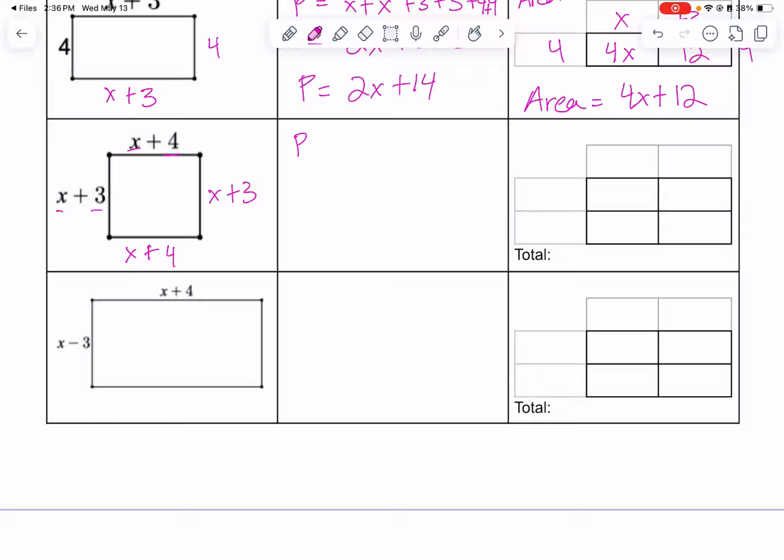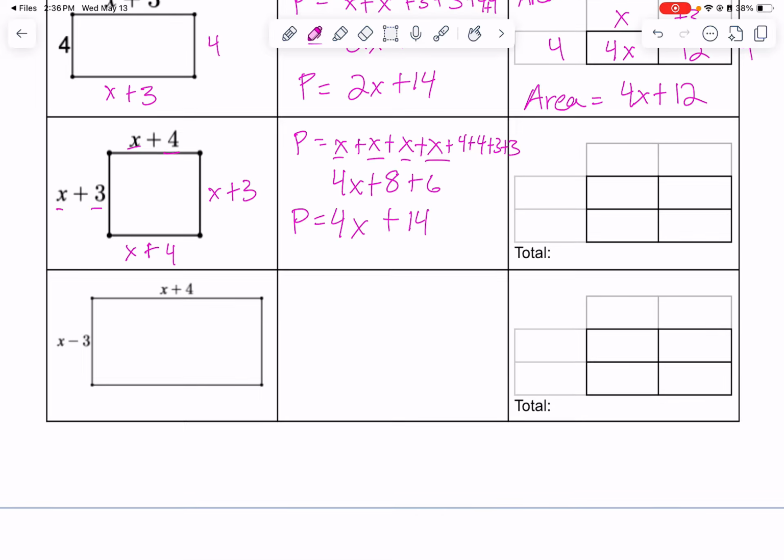If I'm going to find the perimeter, I notice that I have 1, 2, 3, 4 x's. Then I got 2 4's and 2 3's. That gives me 4x plus 8 plus 6, or 4x plus 14. So that's how I'd write that perimeter. I'm adding all the numbers and all the x's, but I'm combining like terms. So all the x's can add up to 4x, and all the numbers can add up to 14.